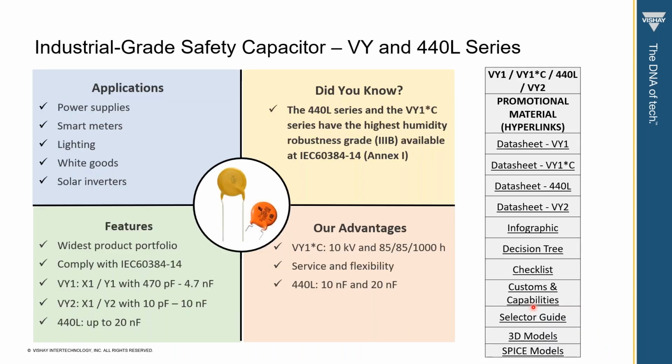Okay, the last one for solar and PV storage is our industrial grade safety capacitor, our VY and 44L series. This application can be used for the solar inverter, and our 44L series and VY1C series have a higher humidity robustness grade available at the IEC 60384-14 Annex I requirement.